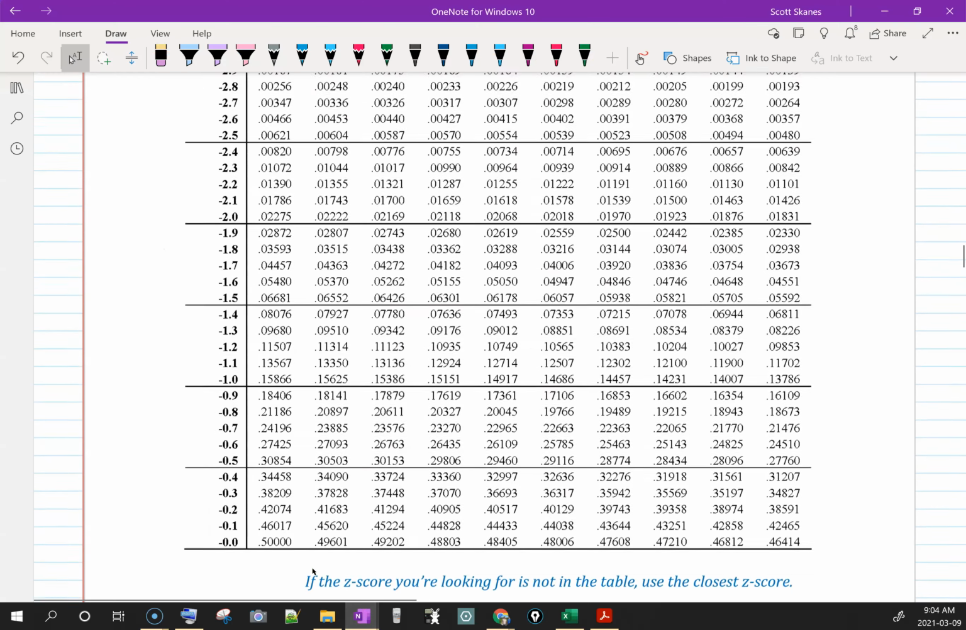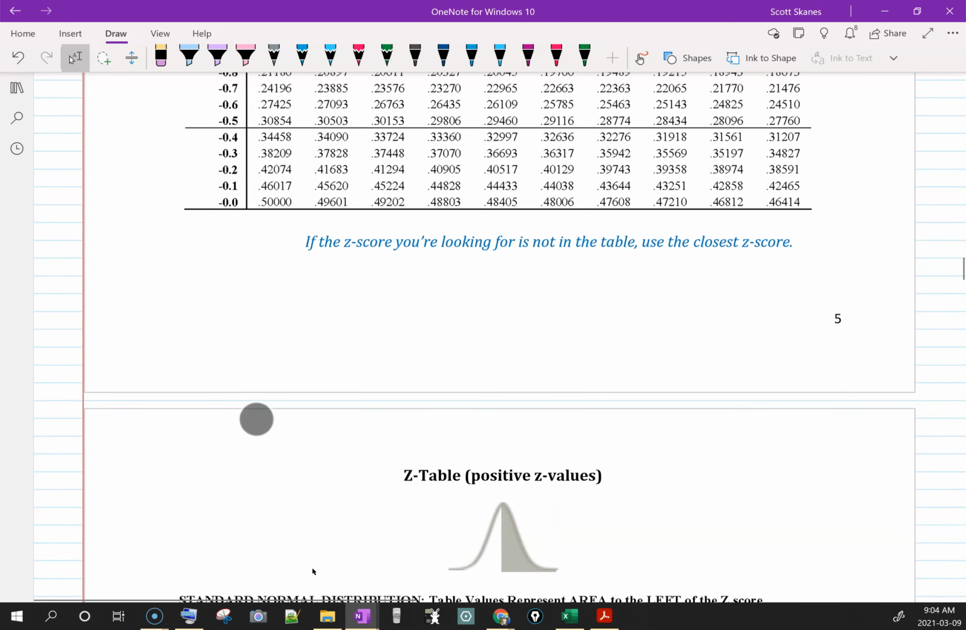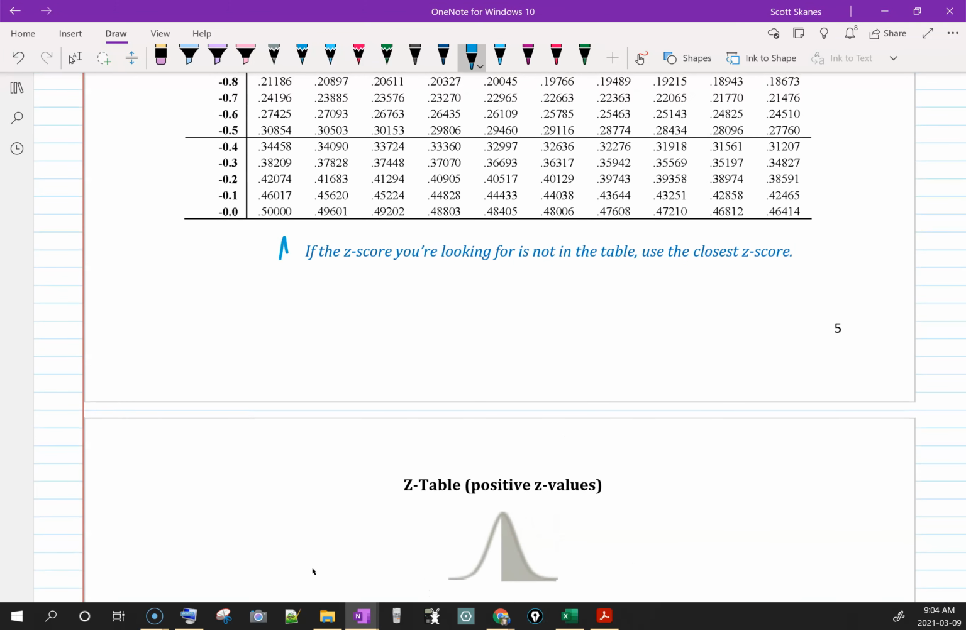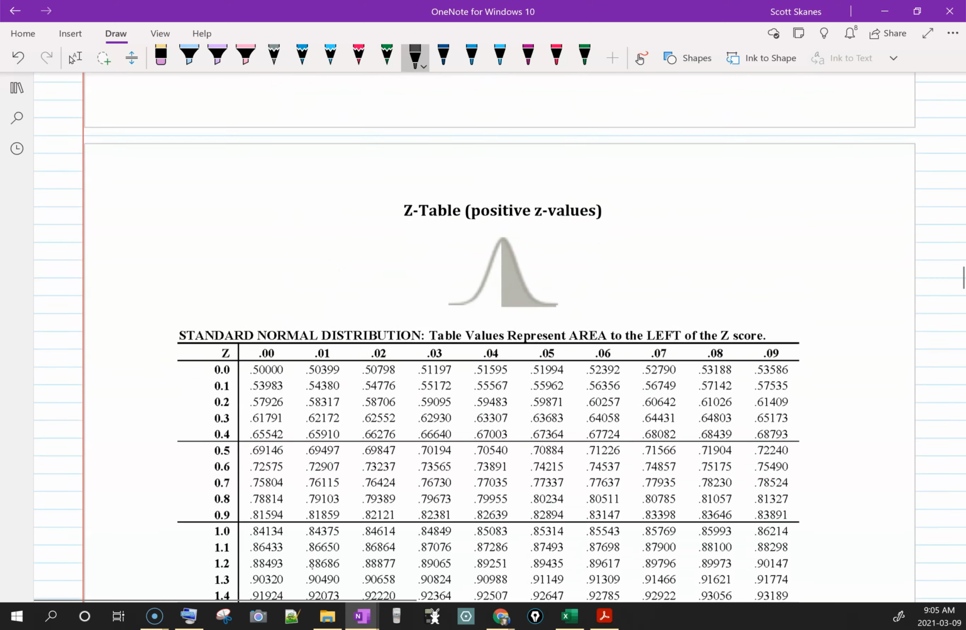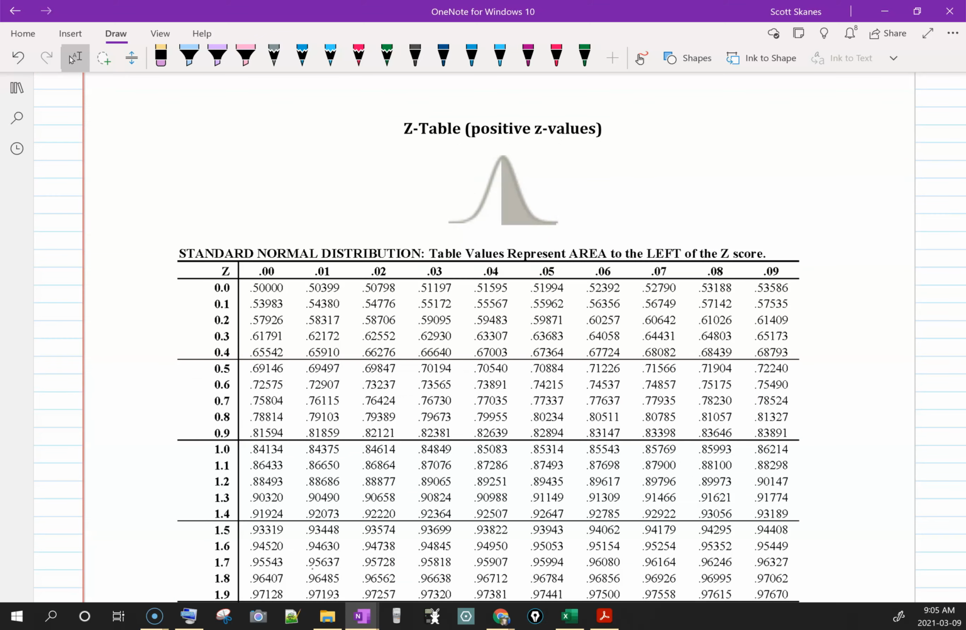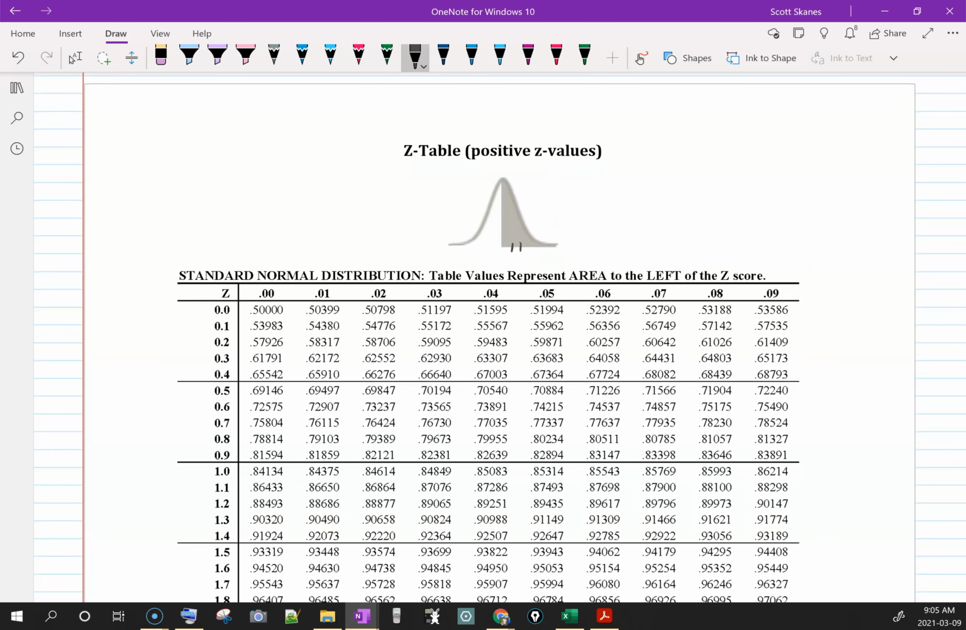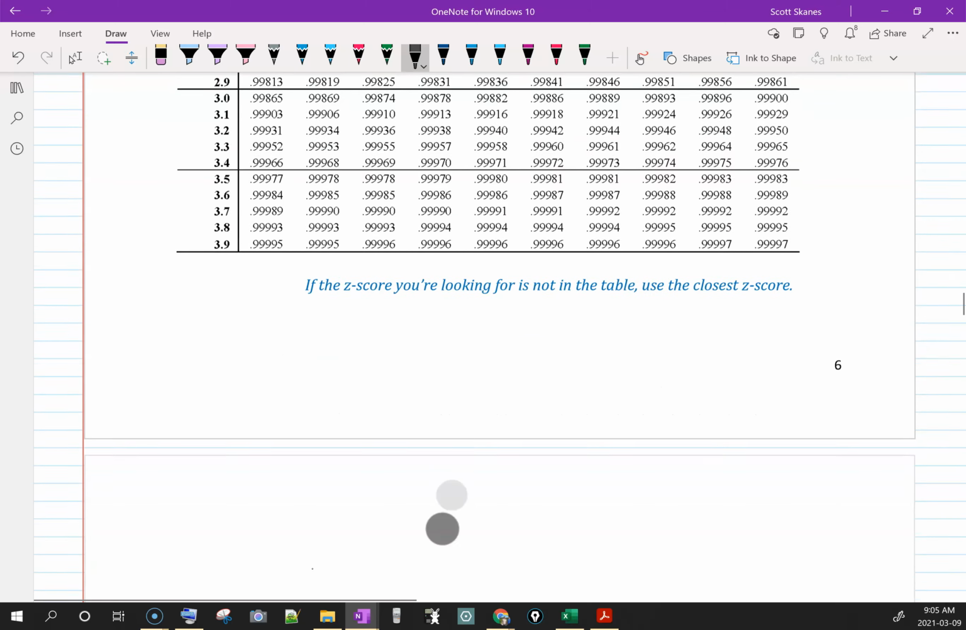So this is what we would use to solve for our answers. And it's important that you make a note of this. If the z-score that you're given is not in the table, just use the closest z-score. What that means is if you're given a z-score of 1.278, that's not in the table, so you just round to 1.28 and look for that instead. Positive z values, same story. You can see that it's this side of the curve, all of these z values here.